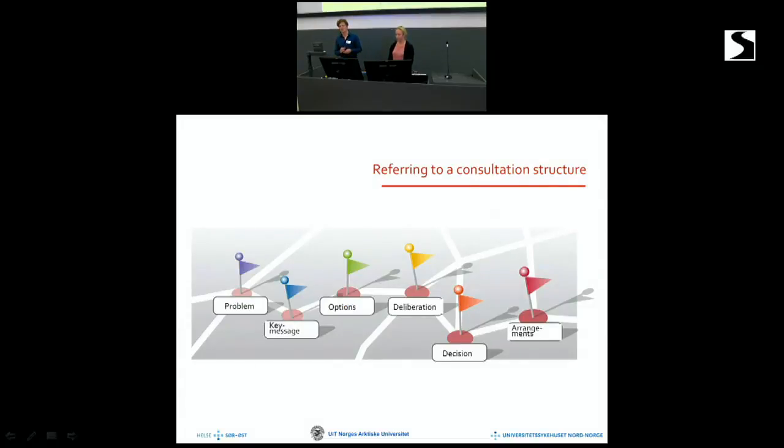Next, we refer to a structure of a consultation. This structure is quite logical. It's nothing you wouldn't be able to develop yourself. But behind each of those steps, there are a couple of criteria we try to consider when we teach shared decision making, when we train. I'll take a small course through the consultation.